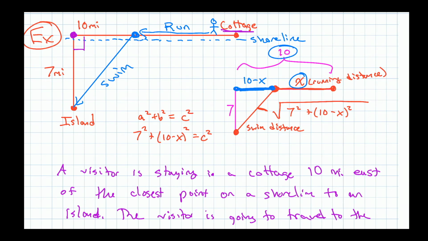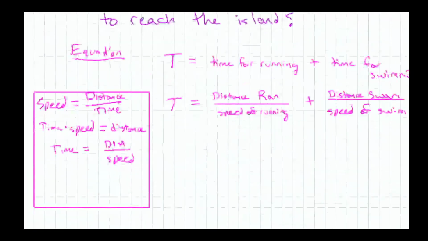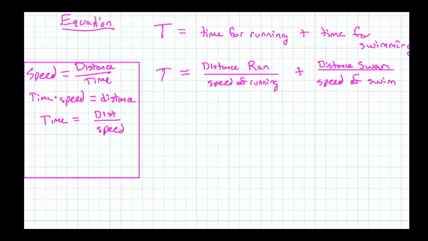Okay, well now we've got the whole picture labeled. We know the swimming distance and we know the running distance. So we're actually able to come down here and fill out this equation now. So the time is the distance that you run. How far did we run according to my picture? I think we ran x, right? x. How fast do we run? You can look it up. It's 5, right? We run at 5 and we swim at 3. So distance ran, x. Speed, 5.